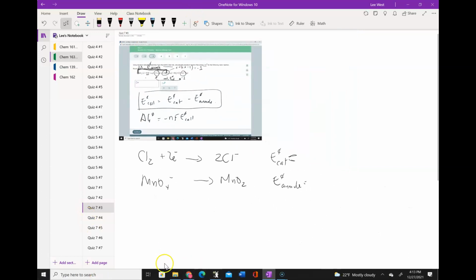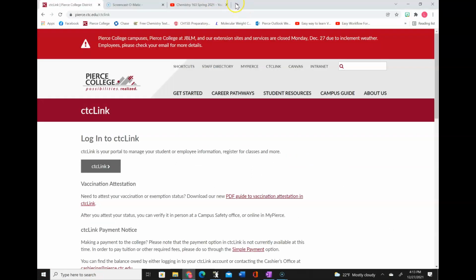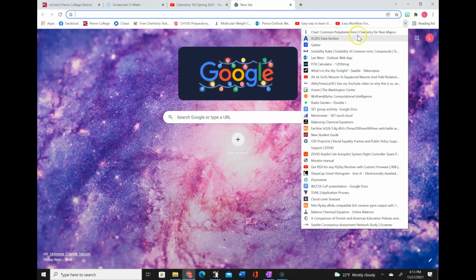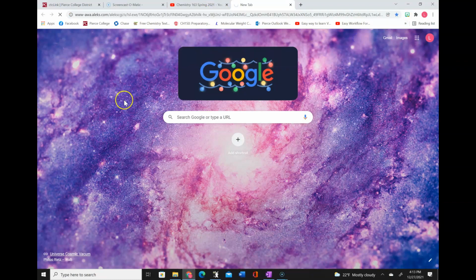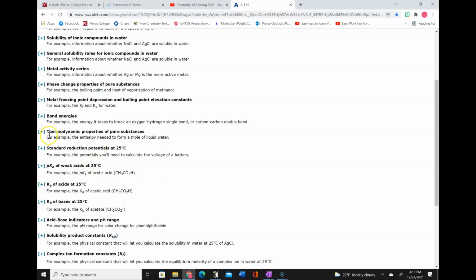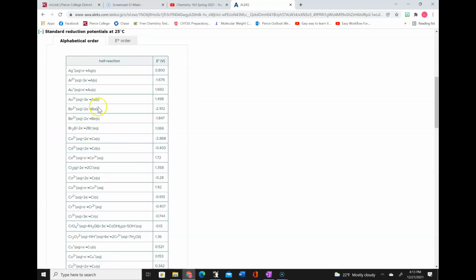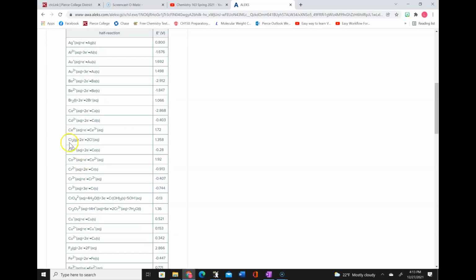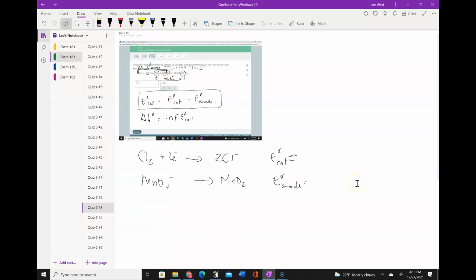So let's look these guys up. Go to the ALEX data section, look up standard reduction potentials, and we need chlorine being reduced to chloride. Now we've got standard reduction potentials, there they are. They're kind of in alphabetical order. Here is our first one. Make sure we get the conditions right. Is it chlorine gas going to chloride? 1.358. It was chlorine gas, so that was 1.358 volts.